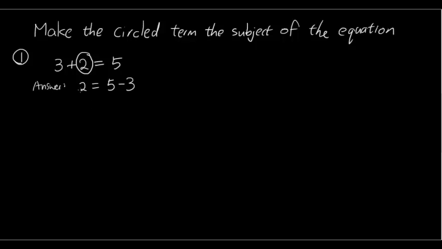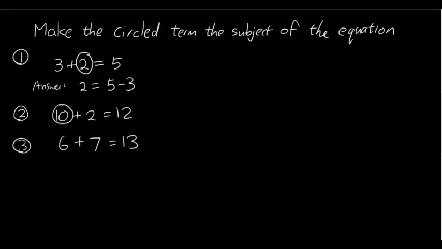Okay, 2 equals 5 minus 3. So you have just made the number 2 the subject because it is the only thing on that side of the equation. Okay, so let's do 10 plus 2 equals 12, and I want 10 to be the subject. 6 plus 7 equals 13. Let's make 7 the subject.